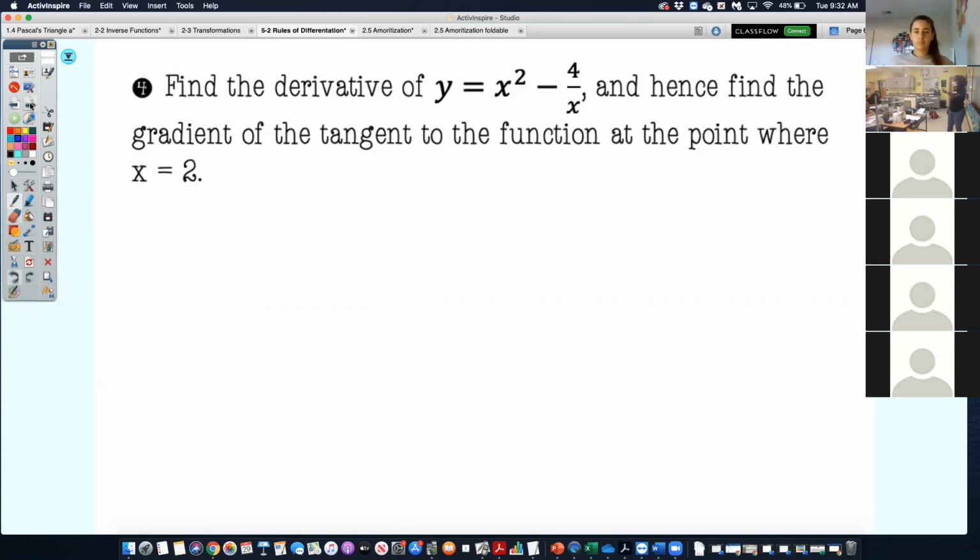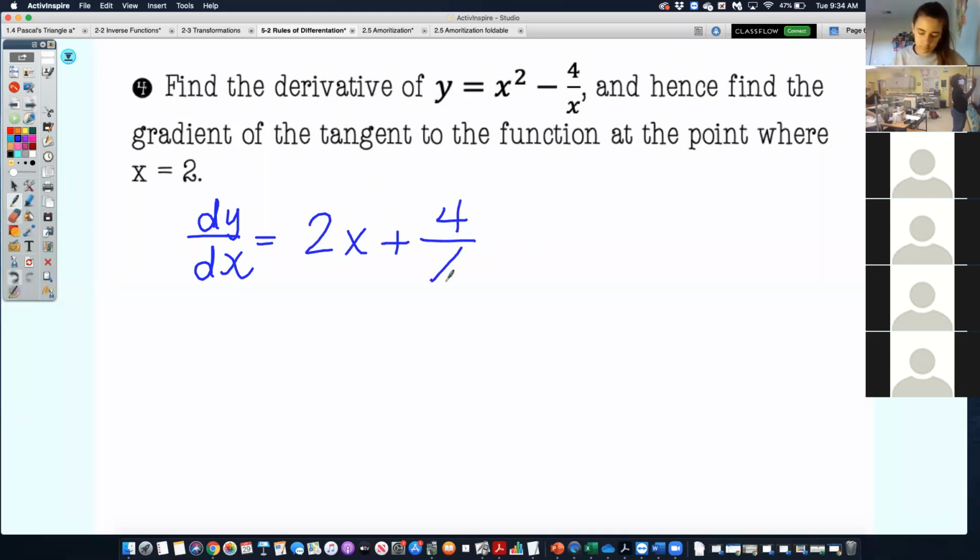Two things you have to do here. You have to find the derivative, and then you have to find the gradient of the tangent. So let's start out by finding the derivative. I want you guys to do that because I want to make sure you guys are practicing with the rules. So find the derivative, and then we'll find the gradient of the tangent together. We found the derivative. What did you get? 2x plus 4 over x squared. We got 2x plus 4 over x squared.